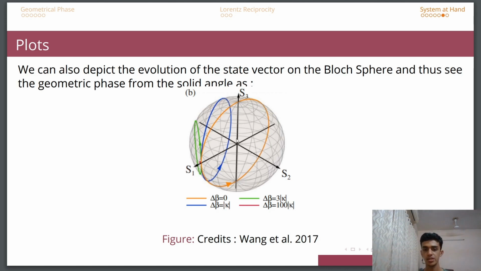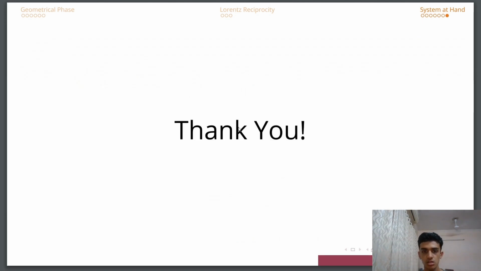The key goal is to build a material such that it has this non-reciprocal phase mismatch. So thanks, that was all for what I wanted to explain. Now Abhay will follow up and show how the paper went towards getting a material which has this non-reciprocal phase mismatch. Thank you.